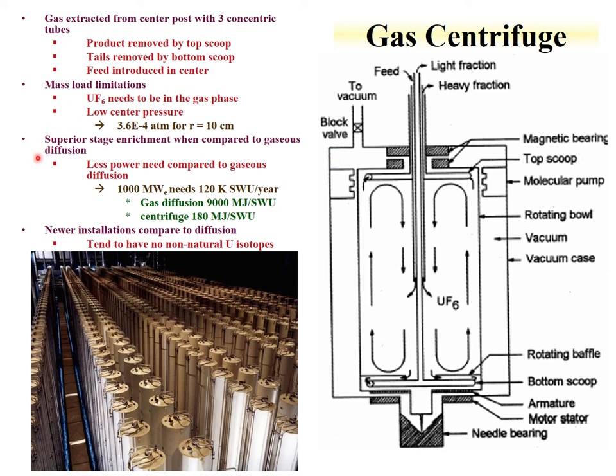So this is superior stage enrichment compared to gaseous diffusion, and it needs fundamentally less power to achieve higher separations. So a 1,000 megawatt electric reactor needs 120,000 SWUs, separative work units, per year. In gas diffusion, you get on the order of 9,000 megajoules per SWU, where the centrifuge is only around 200 megajoules per SWU. And here's an example of a cascade system of gaseous centrifuges, where we would take the gas, feed it into the center, remove the light and the heavy fraction, then feed that into the next centrifuge.